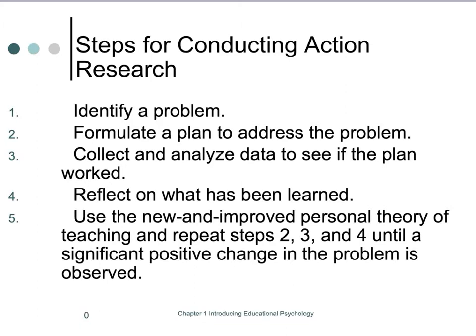So, how does one go about conducting action research? You identify a problem, you formulate a plan to address the problem, you collect and analyze data to see if the plan worked, you reflect on it, and then you use the new and improved personal theory of teaching and repeat those steps until a significant positive change in the problem is observed. So if one conducts research in a classroom about understanding how students use their textbook, you'd collect the data, you'd reflect on what you've learned, and then you would do something different in the classroom, and then test that to see if that works.